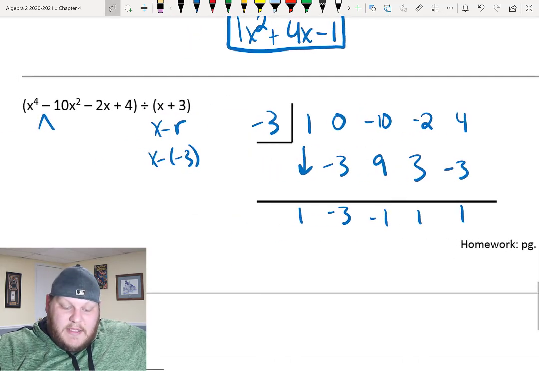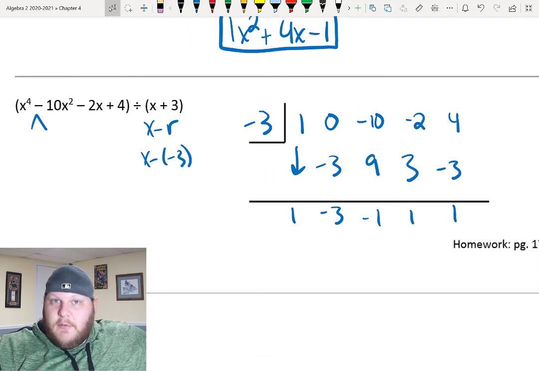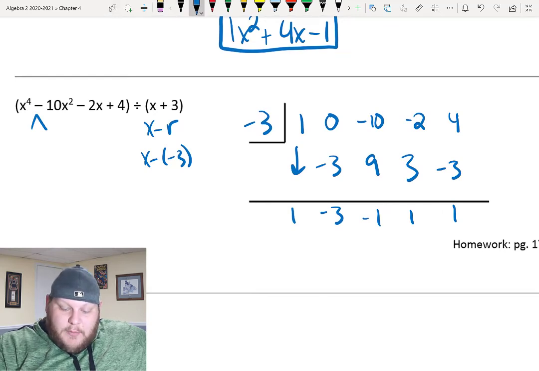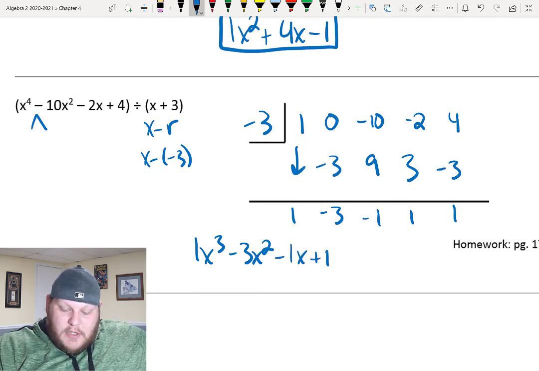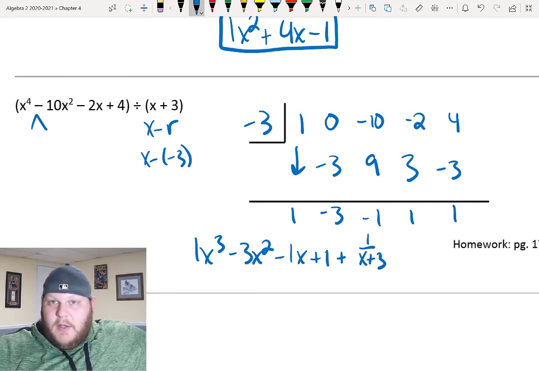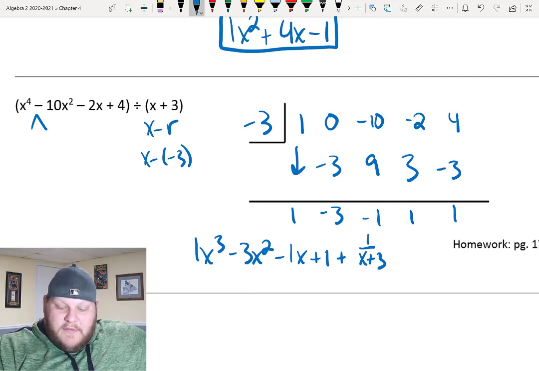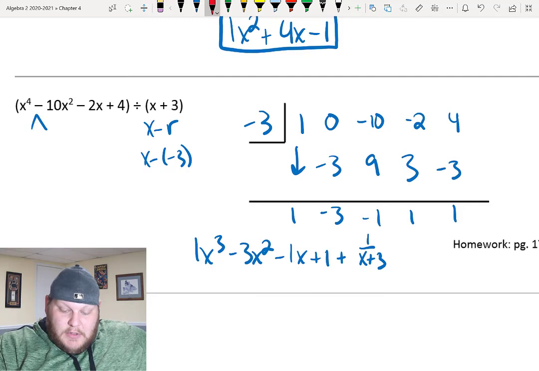Since we started with x to the 4th power for our original degree of what we were dividing, we end up with 1x cubed minus 3x squared minus 1x plus 1, plus 1 over x plus 3, because that would be my remainder. Again, whatever that remainder is, that's just your numerator over what you're originally dividing by.